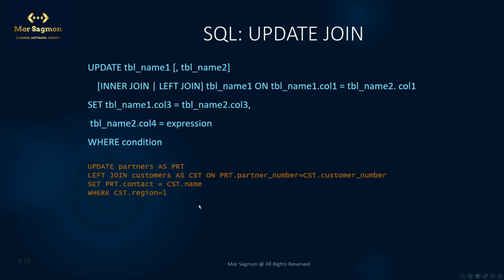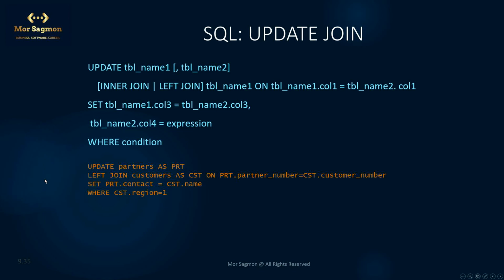Here is an example of how we use this in update. In this example, we're updating the partners table that you've created in the previous slide, I hope. And the goal here is to update the contact column of the partner table to be the name of the customer for all of our region 1 customers. So we need to join the customers to our partners table and just set the name of the customers table into the contact of the partners table.